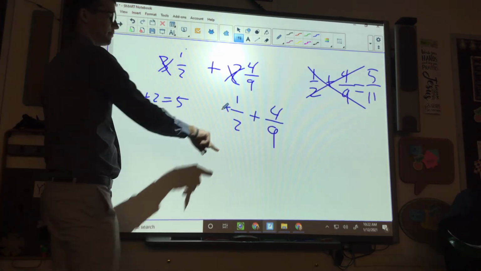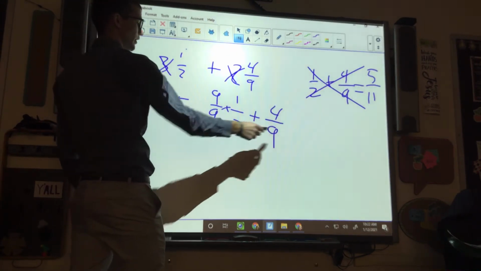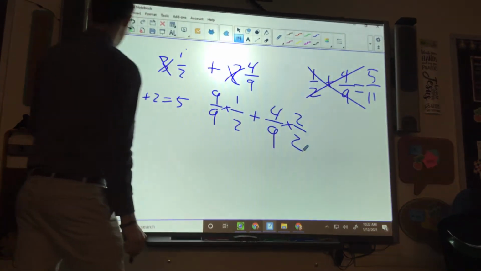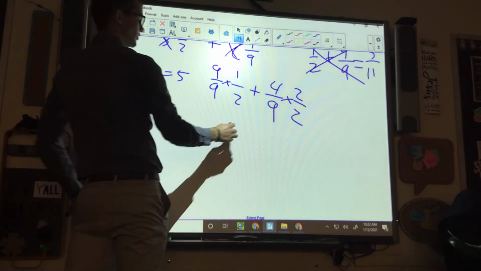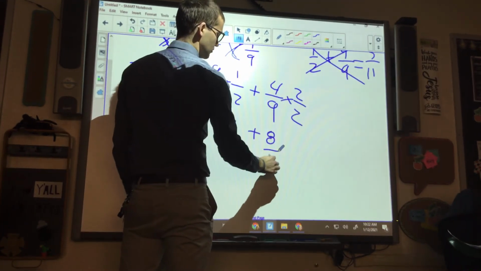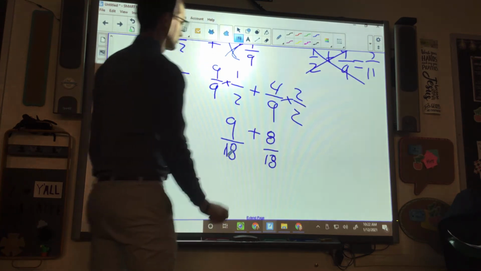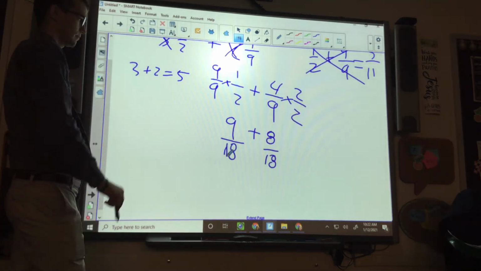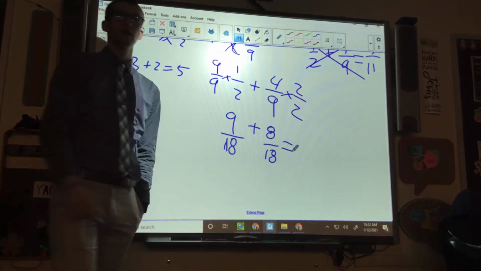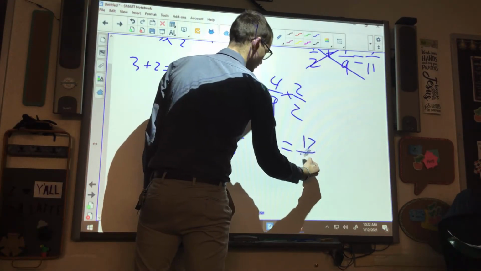I multiply 1/2 by what? 9 over 9 for 18 over 18, and 4/9 I multiply by 2 over 2. 9 times 1 is 9, plus 4 times 2 is 8. Both are over 18. 9 plus 8 makes 17, and I add the bottoms, 18.